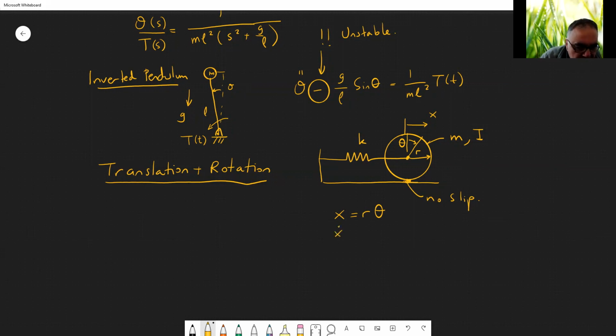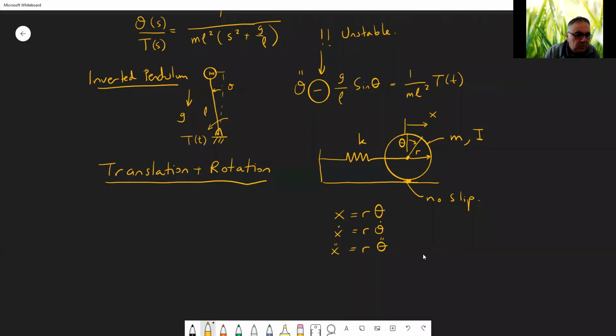So translation and rotation are combined through this equation. And not only this, but we can take derivatives. So the second derivatives are related as well. X double dot is equal to r theta double dot. We have means of combining the translational and rotational equations here. Now, what does no slip mean, by the way? No slip means that this equation is obeyed, definitely.